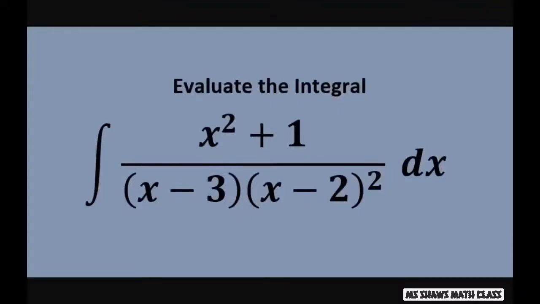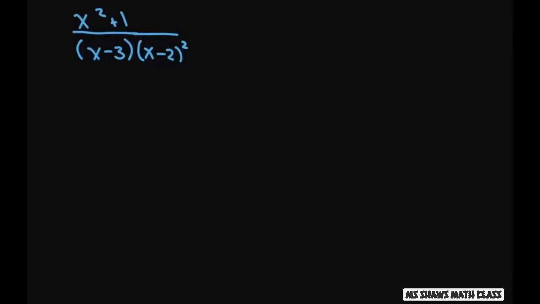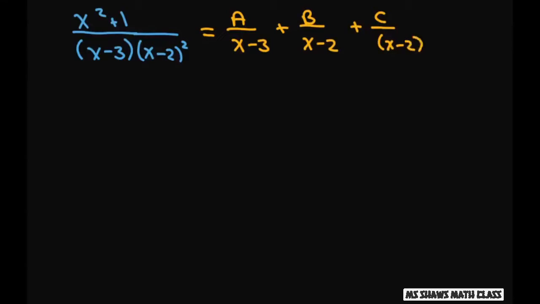Hi everyone, we're going to evaluate this given integral, and before we start, we're going to use partial fraction decomposition to simplify it so it's easier to integrate. The way you do that, since we have repeating linear factors, set this to A divided by x minus 3 plus B divided by x minus 2 plus C divided by x minus 2 squared.